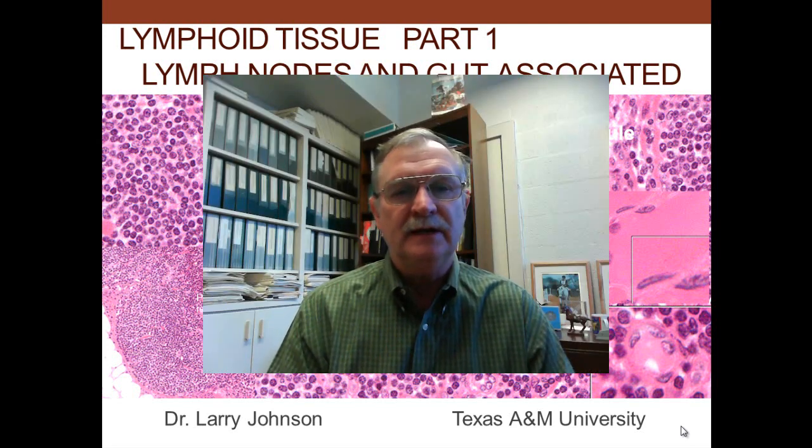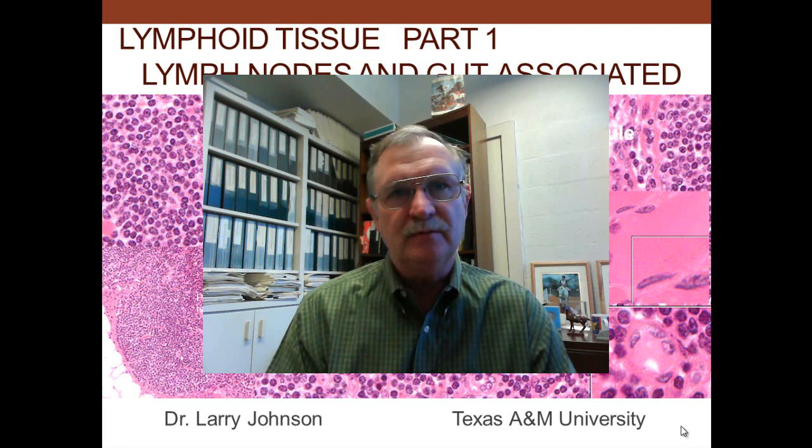Today we're going to talk about lymphoidal tissue. We want to look at the general organization, the cells that are there. We want to look at fluid flow, both blood and lymph fluid. We'll have two parts. Part one has to do with lymph nodes and the gut-associated lymphoidal tissue. And part two has to do with spleen and thymus.